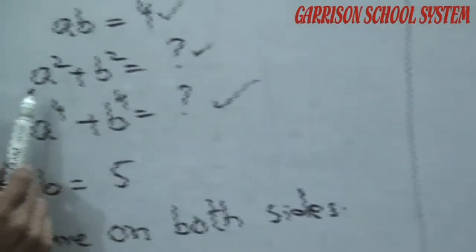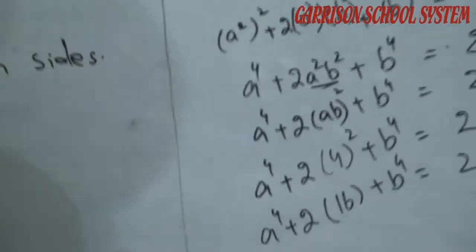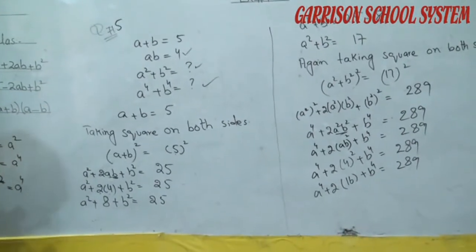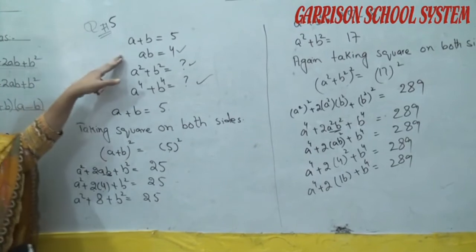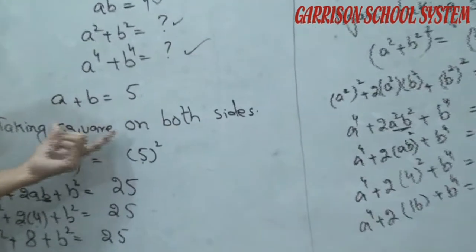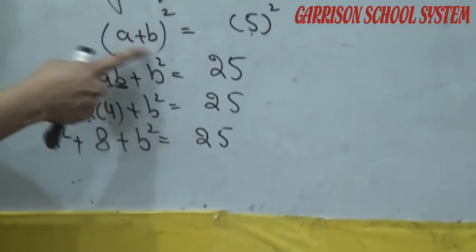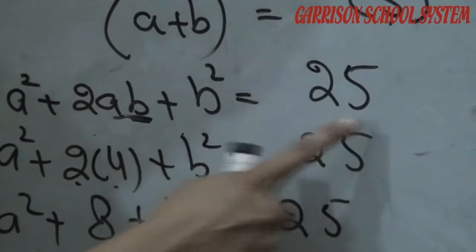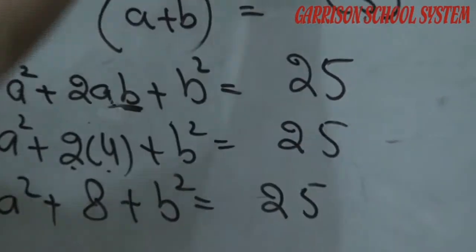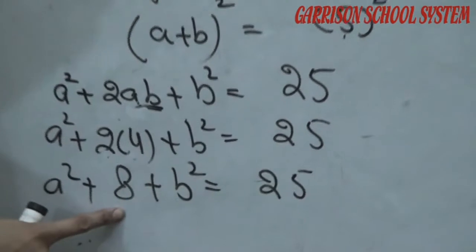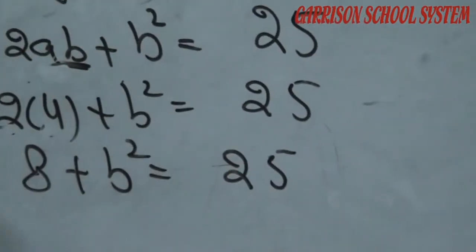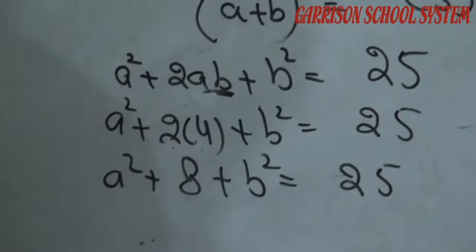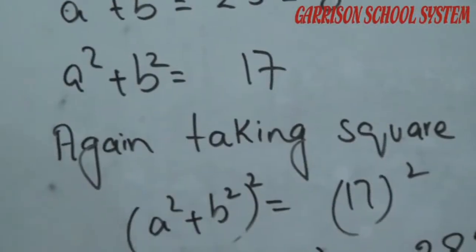I have to find a square plus b square and a4 plus b4, and the given data is a plus b is equal to 5 and ab is equal to 4. I have just taken the square of both sides, a plus b whole square. When I open it, a square plus 2ab plus b square is equal to 25. Here I put the value of ab which is given in the question, 4. 4 2s are 8. Now I will shift the 8 to the other side, where it is plus, so it will be minus. a square plus b square is equal to 17.